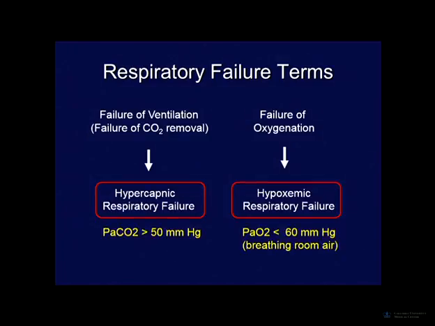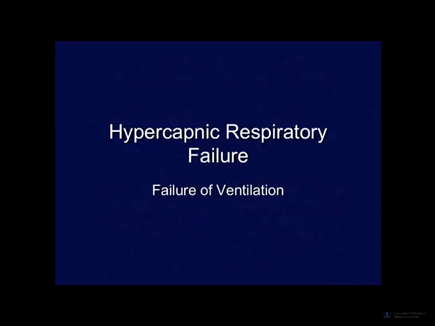Generally speaking, hypercapnic respiratory failure, or failure to ventilate, is when the PCO2 rises above about 50 millimeters of mercury. And hypoxemic respiratory failure is where your PO2 on room air drops below 60 millimeters of mercury. If you're giving supplemental oxygen, obviously your oxygen is going to be higher, but you may still have hypoxemic respiratory failure if you're not adequately diffusing oxygen from the alveoli into the capillaries. Either of these scenarios can be acute or chronic, and we're going to discuss how to identify acute versus chronic in this lecture.